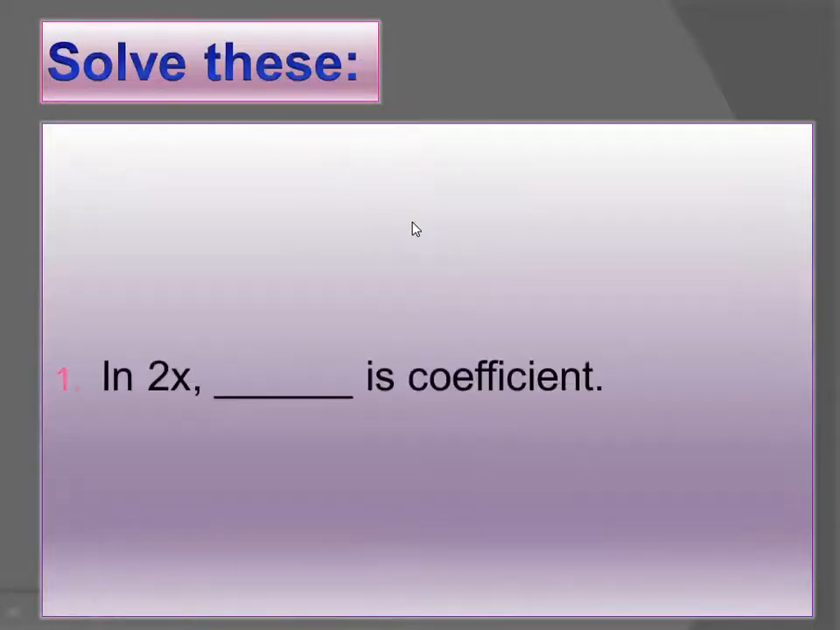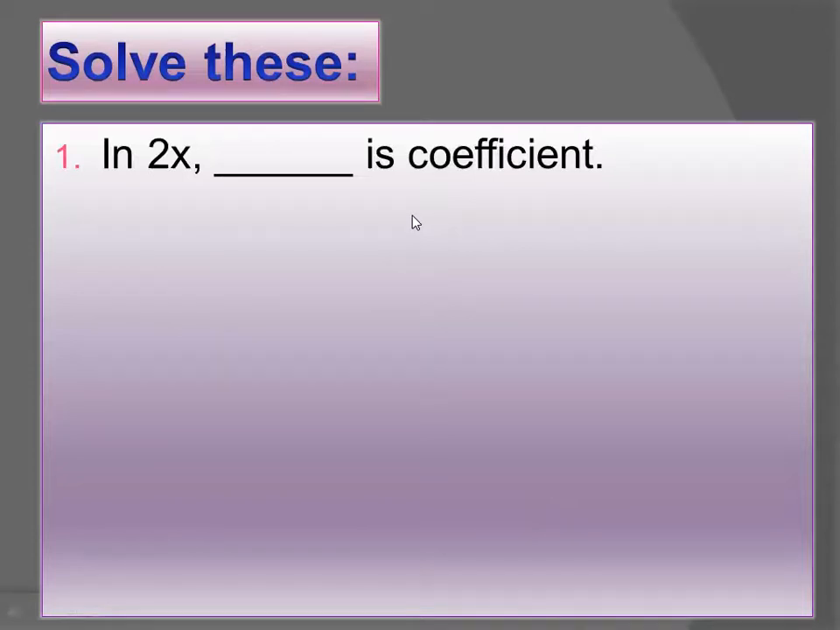So number one here is in 2x. In 2x, dash is coefficient. So what will be the coefficient in this? In this thing, what will be the coefficient? Can anyone please tell me? Very good. It is very easy and very simple.